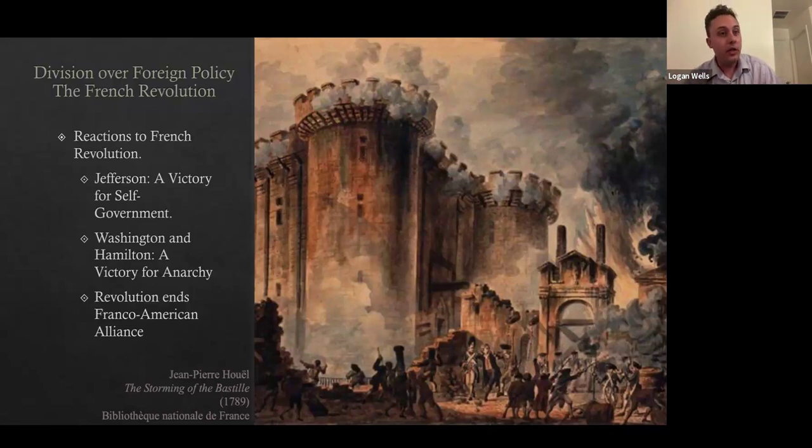And Jefferson is saying, yeah, let's go for it. Let's go to their aid. We're going to send soldiers. We're going to send ships. We're going to light the fires of revolution all across Europe. And Washington and Hamilton are both saying, okay, first of all, we don't have the means and power to do that, right? We're still a small nation.